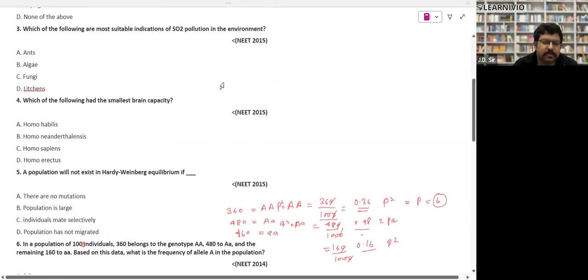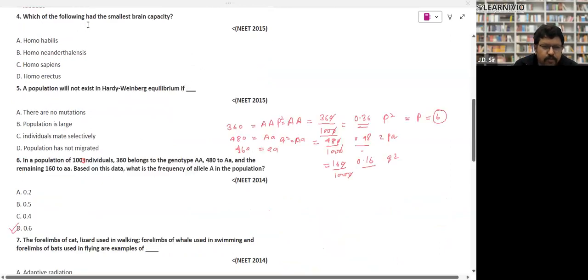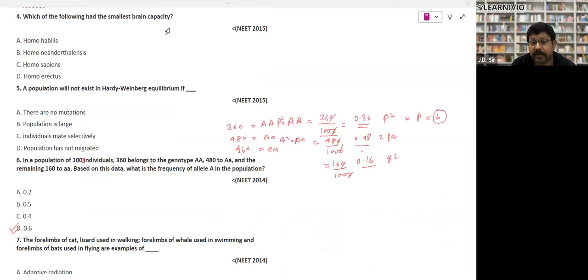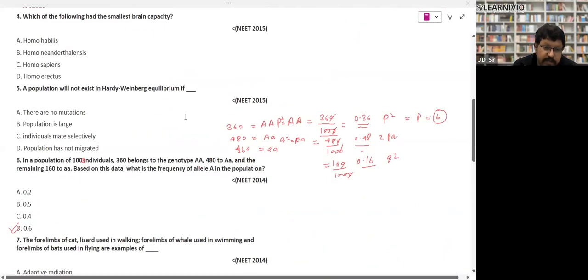Which of the following is the most suitable indicator for SO2 pollution? This is also very easy. Very good. D is the answer. Excellent. Which of the following had the smallest brain capacity? Yes, this question was in 2015. I told you that cranial capacity means brain capacity. A, Homo habilis. Very good, excellent.